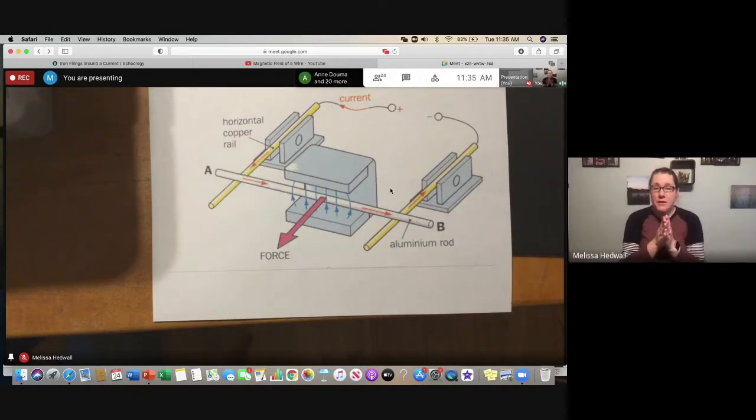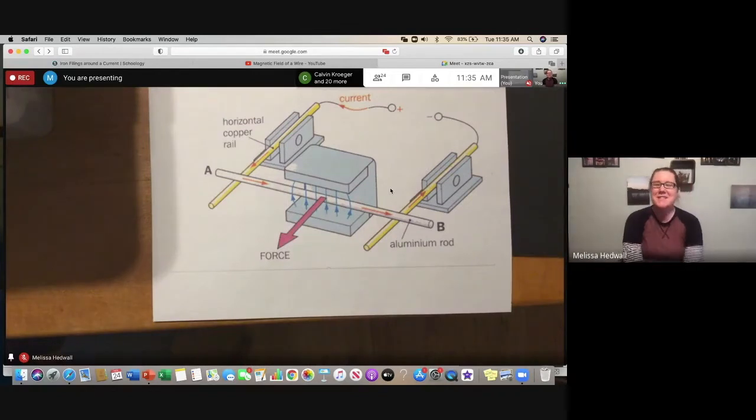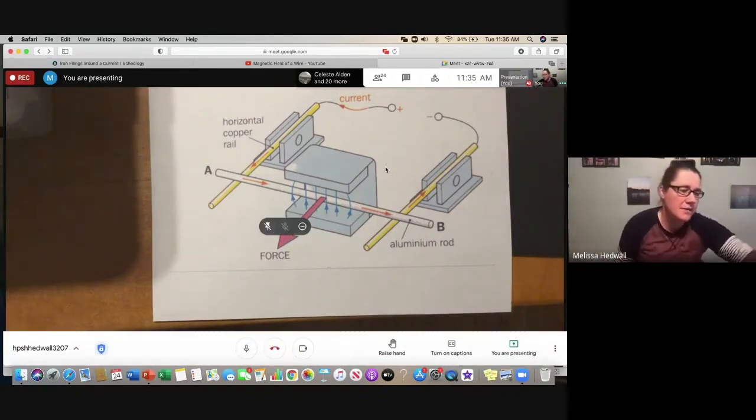Now, there's a couple of things that'll happen here. We have, excuse me, another right-hand rule that we use in this situation. And so in this situation, let me see if I printed out that other one.